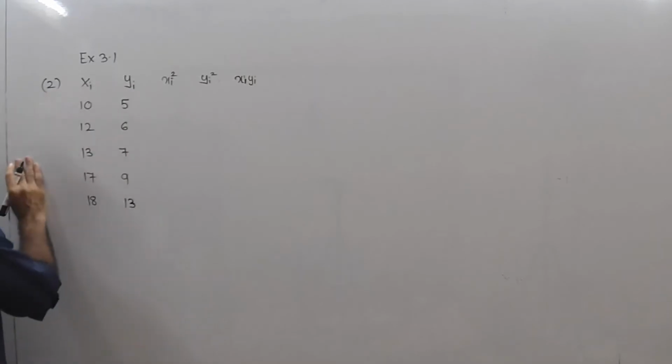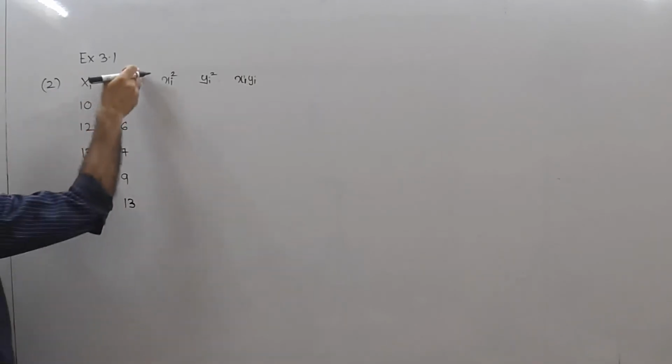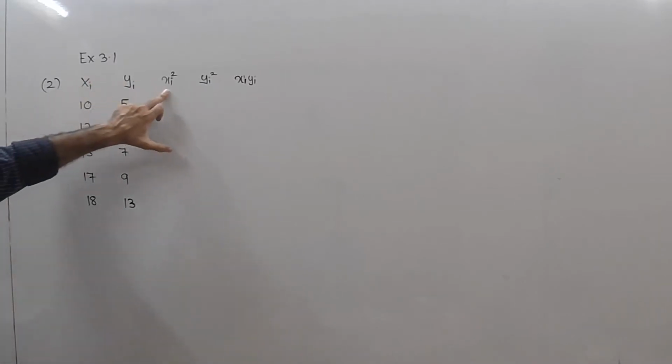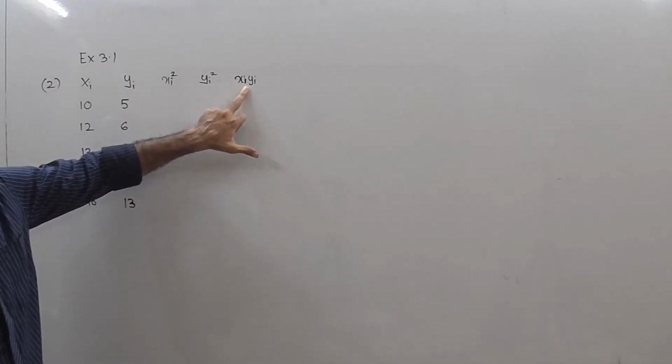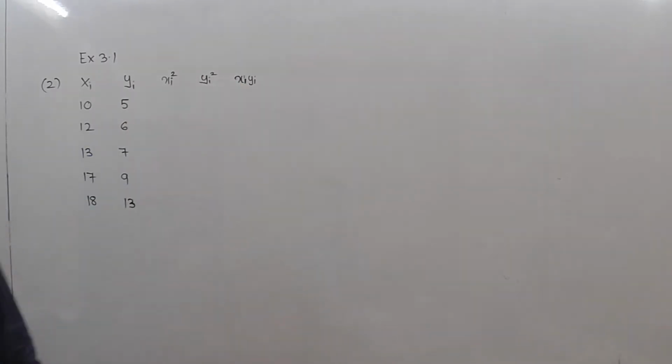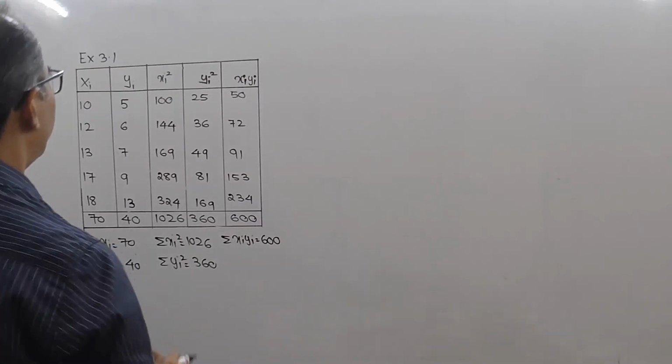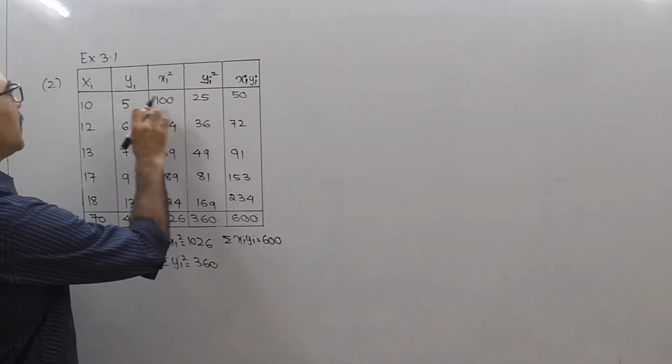Exercise 3.1, question number 2. These are the values of xi, these are the values of yi. Can you square up all these numbers fast? Yes. So make columns xi square, yi square, xi yi. Okay. So I have squared up all the values.